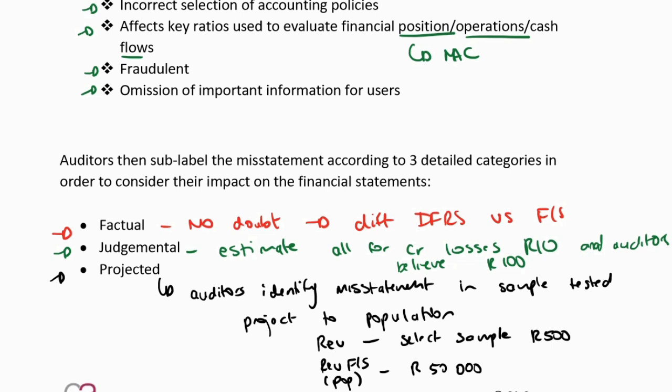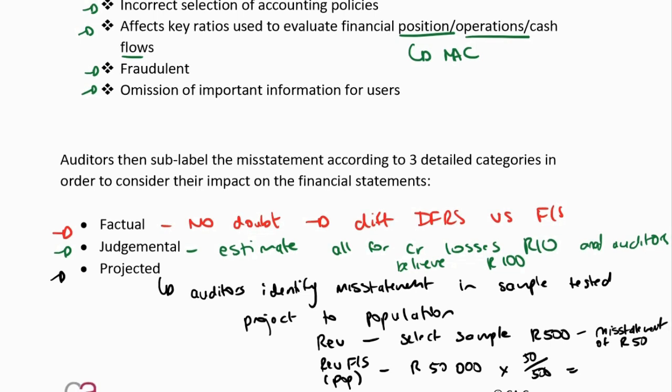In the sample that they selected, they identified a misstatement of 50 Rand. So now they need to project that for the population. So they say, if the sample has 50 out of 500 misstatements, then what is the misstatement in that population? So you take the 50,000 and you times it by the 50 divided by the 500 and you get 5,000. Now that's not saying that there's definitely 5,000 worth of misstatements in that, but it's closer to that than them saying that there's only a 50 Rand misstatement in the entire population.